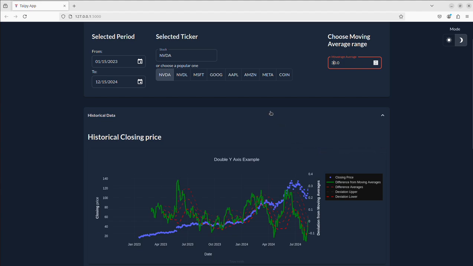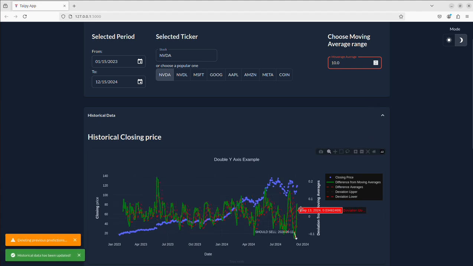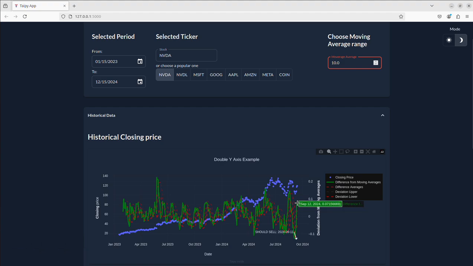So as we talked about in our last video, we tinkered with the moving average range. So we landed on the moving average of 10. So we came to a conclusion that because this green line moves above the upper bound, right, it actually became an indication of a selling point. So here we marked it as September 11th, right?